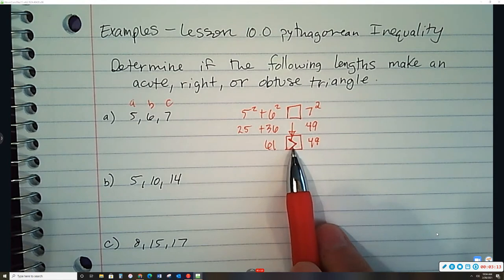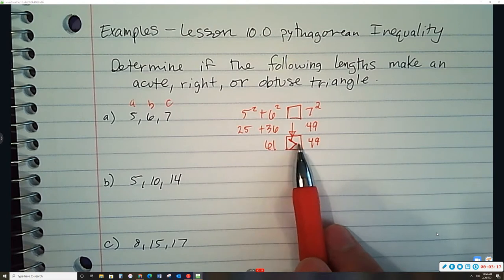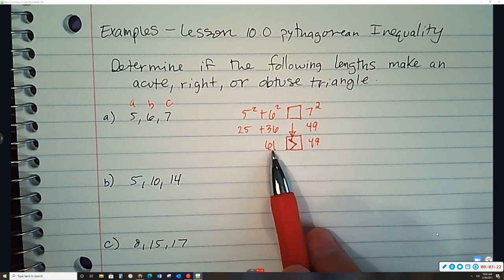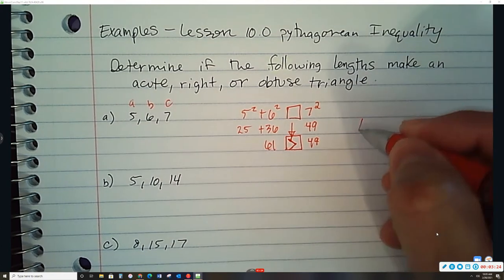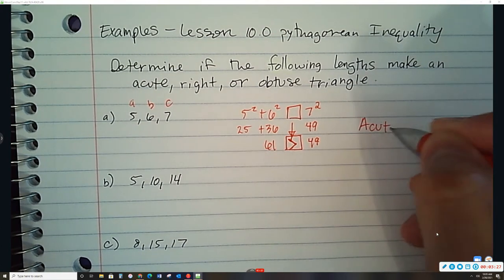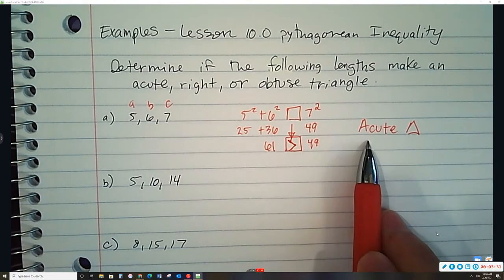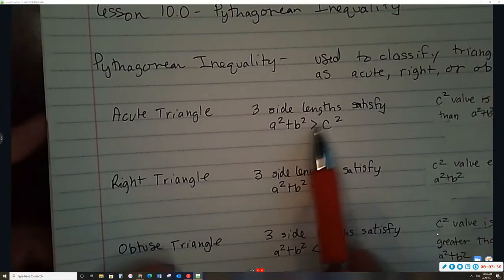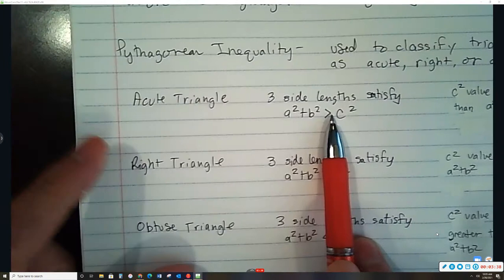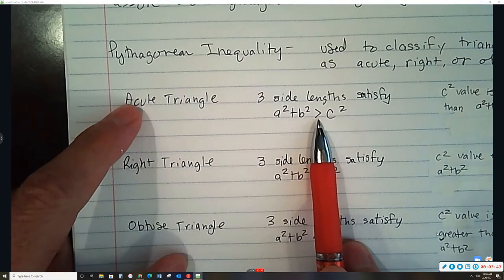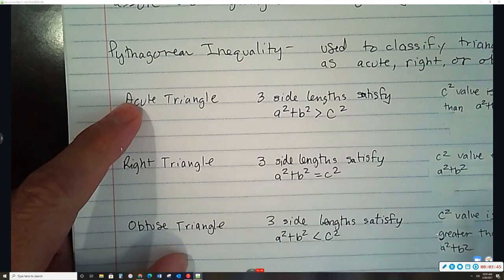Now, if you can't remember the inequality, remember this: when c is smaller than these two, it's an acute triangle. When c is smaller, it's acute. Let that settle. This is the symbol we have on the other side, and that's acute.